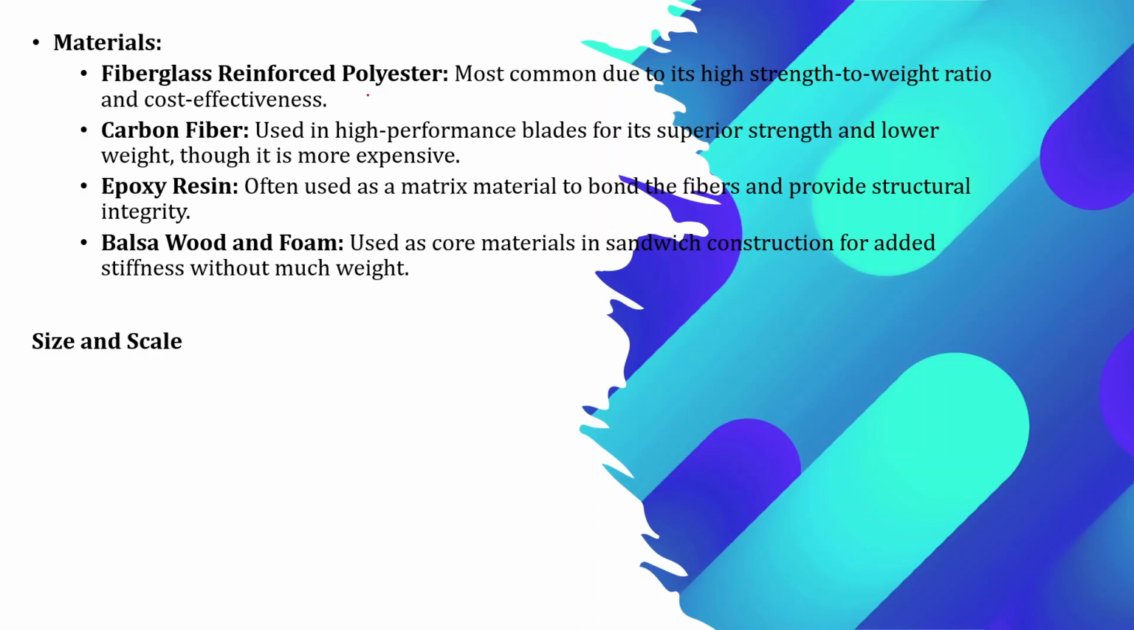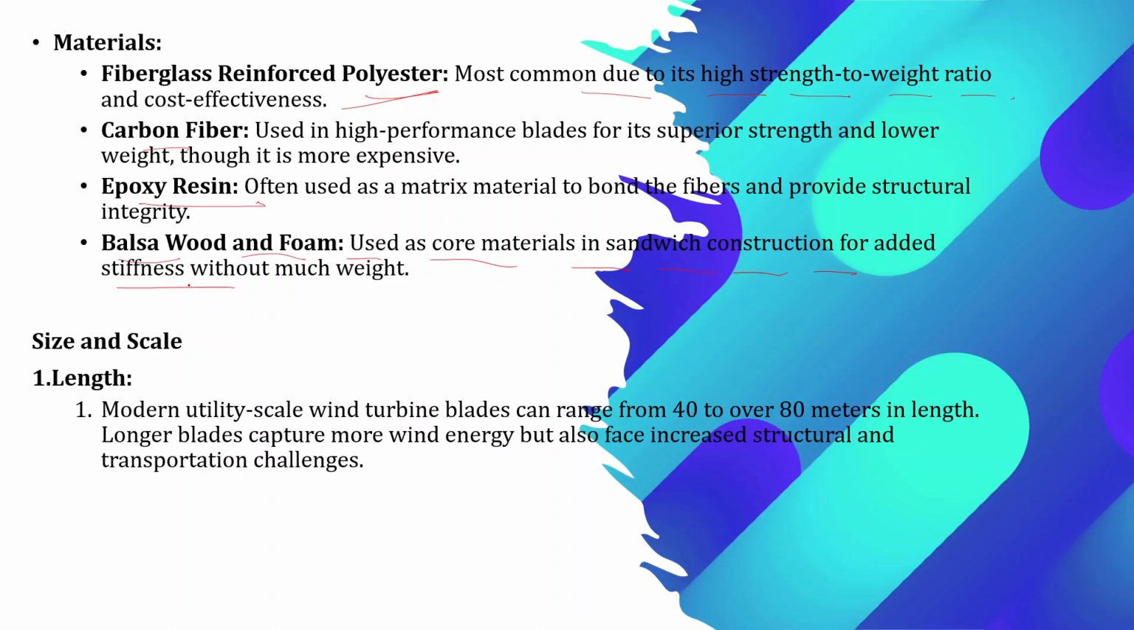Actually, they are made of fiberglass reinforced polyester, which is most common due to its high strength to weight ratio and cost effectiveness. Another material they are made of is carbon fiber. Epoxy resins are also used to manufacture the blades. Balsa wood and foams are used as the core material in sandwich construction for added stiffness without much weight addition.